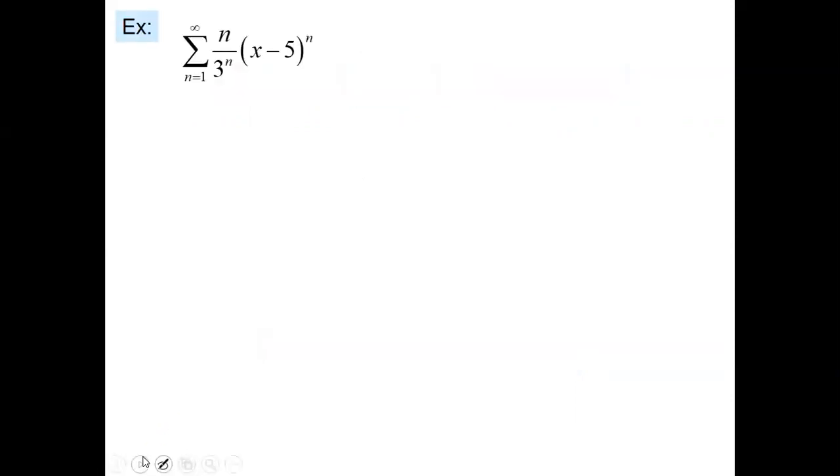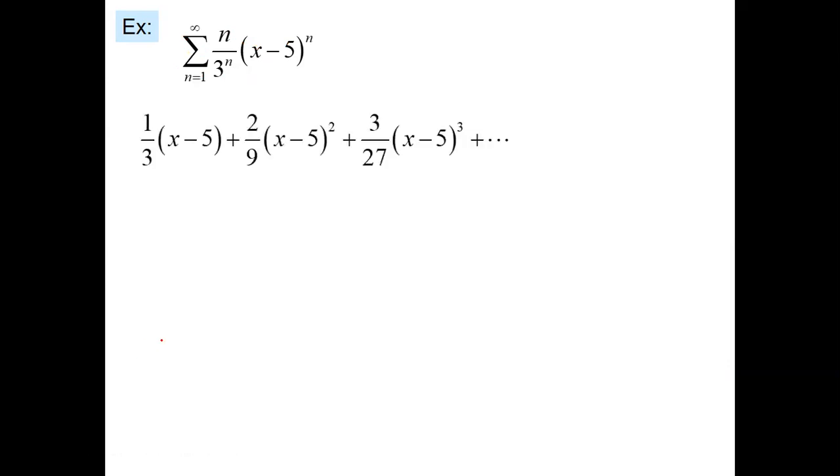All right, so let's look at another example. I want to find probably the interval of convergence. In this case, first of all, this looks nothing like any of my known series. It's definitely not geometric, so I'm going to perform a ratio test on this. Let's just write a couple terms out so you can see what's happening here. This is not necessary to do, just so you can see that this creates a power series.